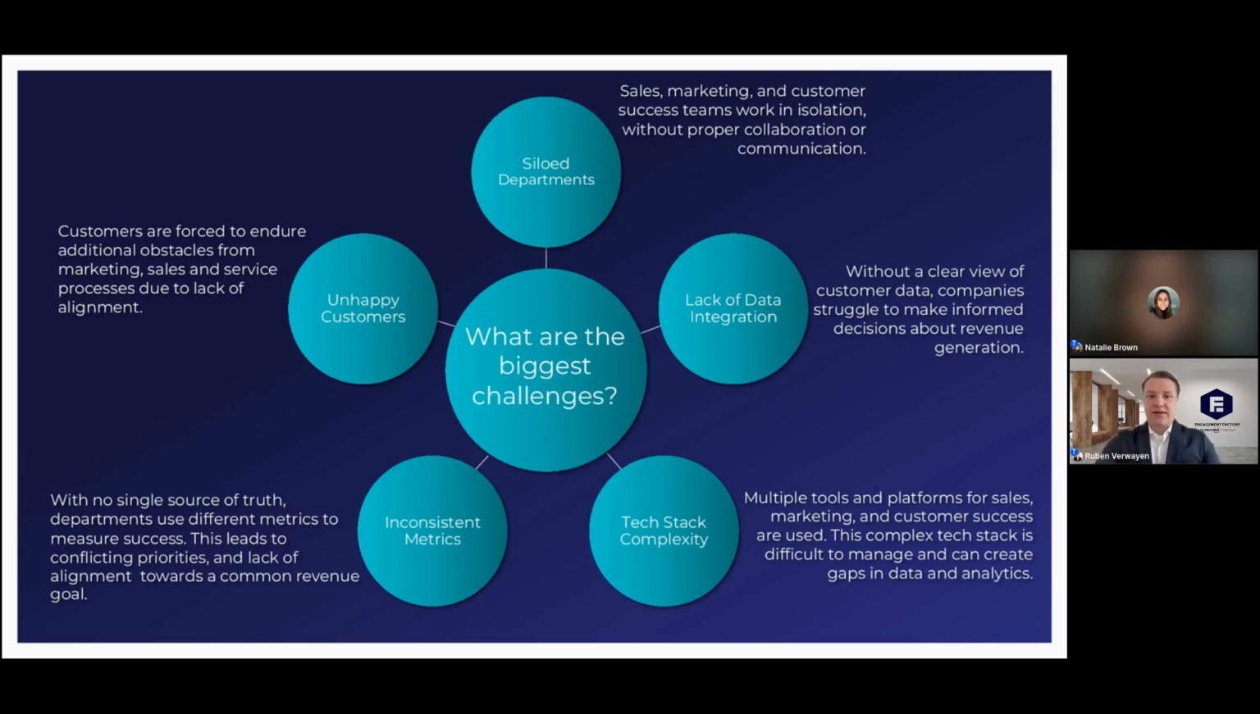The complexity of the tech stack: multiple tools and platforms for sales, marketing, and customer success are used. It's difficult to manage and creates gaps in data and analytics. As I mentioned, marketing uses MailChimp, sales uses Excel, and customer service uses Outlook or Hotmail. That isn't very useful. So the tech stack complexity is a big challenge. You also don't have consistent metrics, because you don't have a single source of truth, because the data is stored in all different kinds of tools. So departments use different metrics to measure success. This leads to conflicting priorities and lack of alignment towards a common revenue goal.